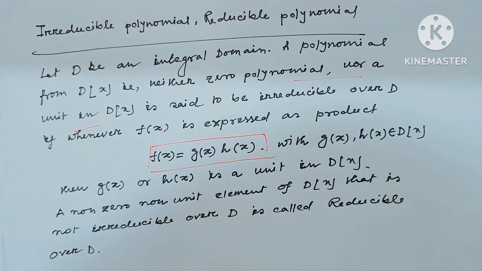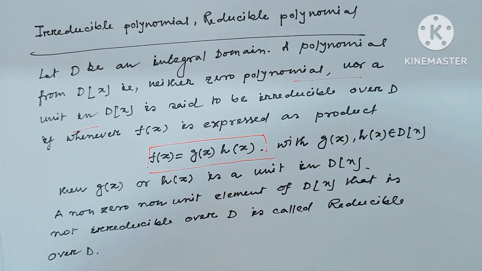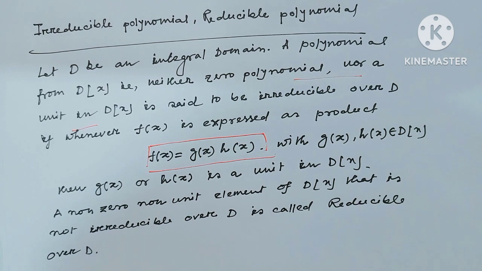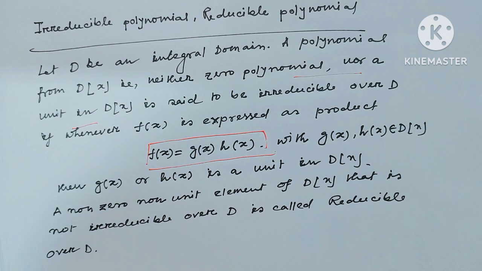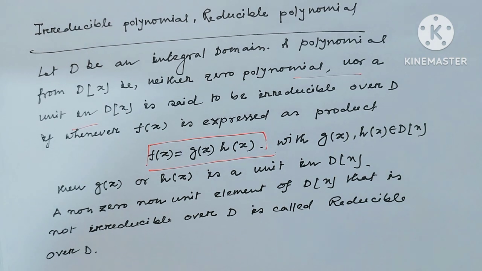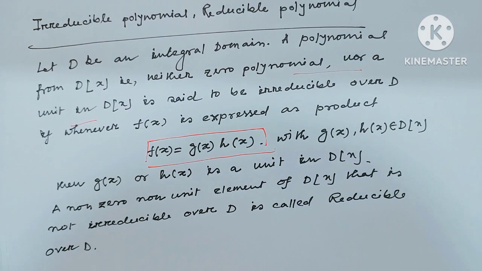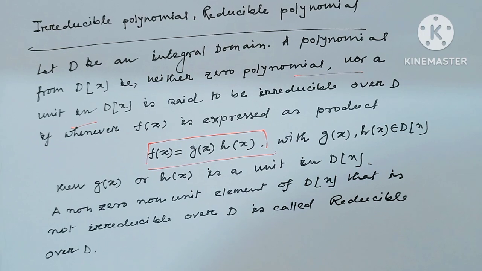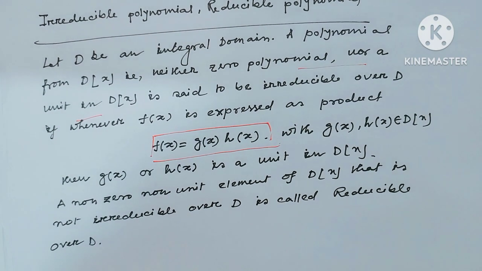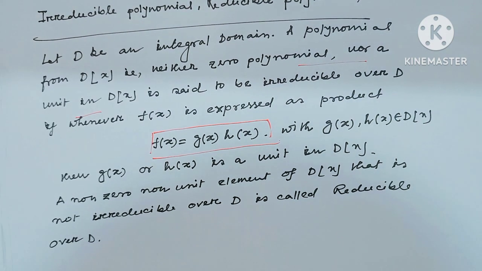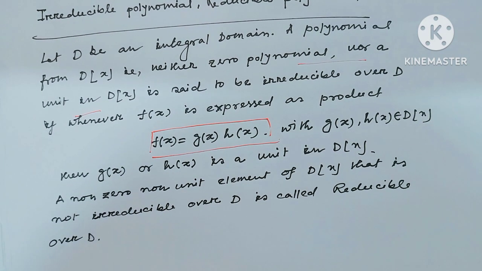I hope all my viewers have understood what reducible and irreducible polynomials are. When the polynomial belongs to an integral domain, versus when it belongs to a field, the definition would be different. When the polynomial belongs to an integral domain, what would the definition be?